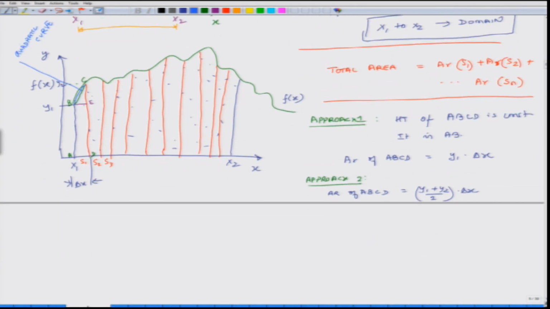So basically the moment I say it is a quadratic curve, it is not a straight line. In the first case it was a horizontal line, in the second case it was a straight inclined line, in the third case it is a quadratic curve. So in approach 3, the area of ABCD is the area under the quadratic curve.